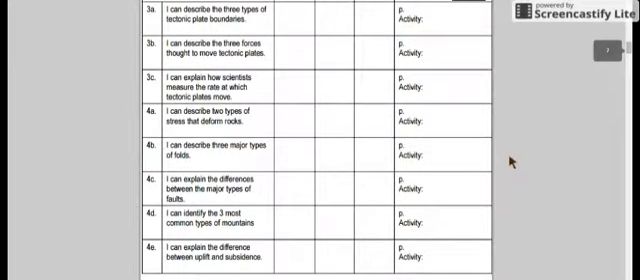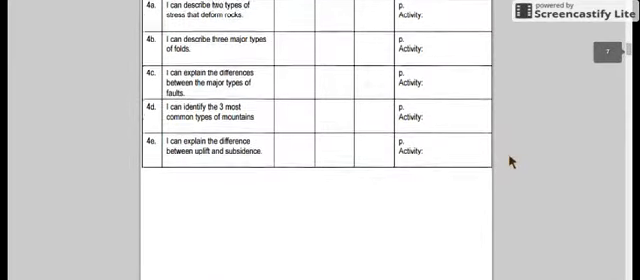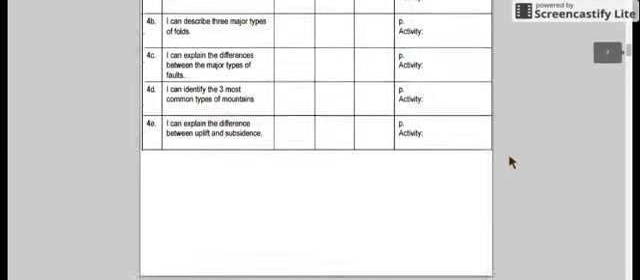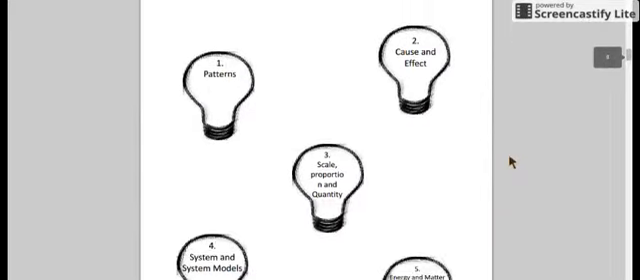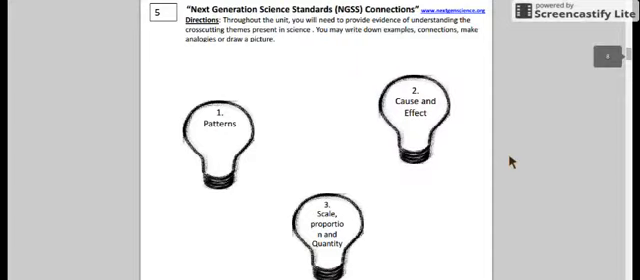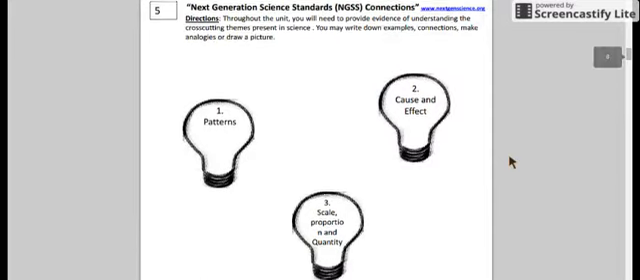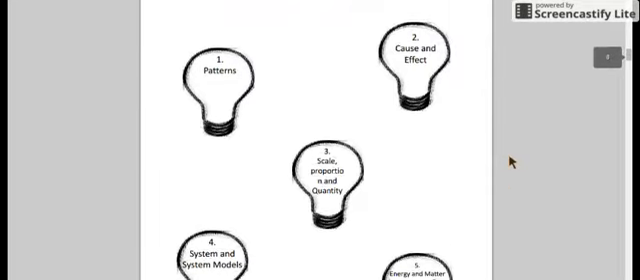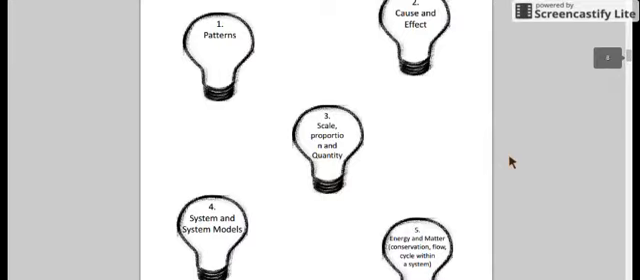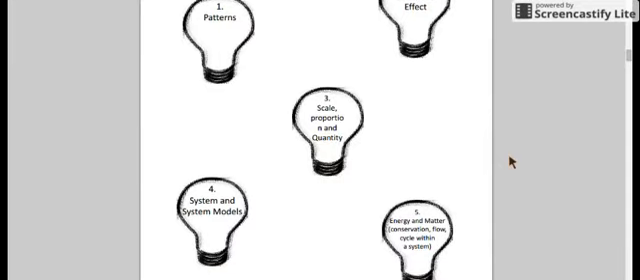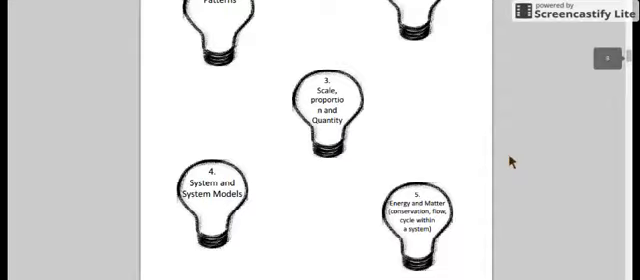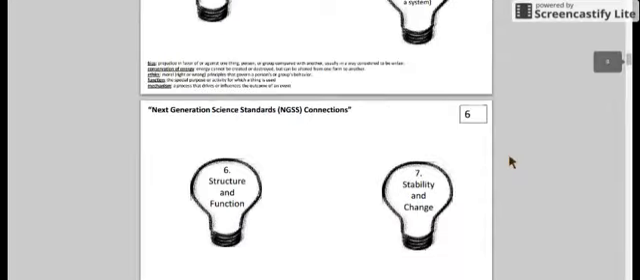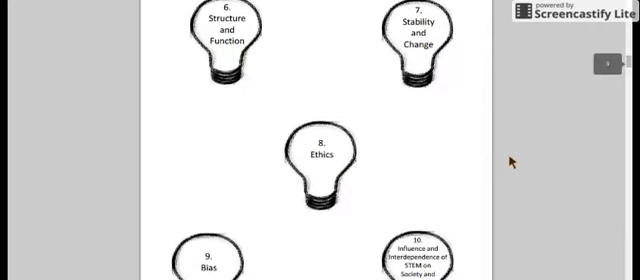Take a look here. These are just some of the learning targets. Okay, these are the cross-cutting concepts of science. Throughout the unit, they need to provide a piece of evidence. They can either do a picture or they can write a statement that's related to these cross-cutting concepts. The cross-cutting concepts is a new concept that all branches of science have these concepts involved in them. So take a look.